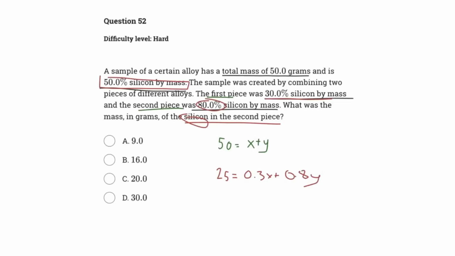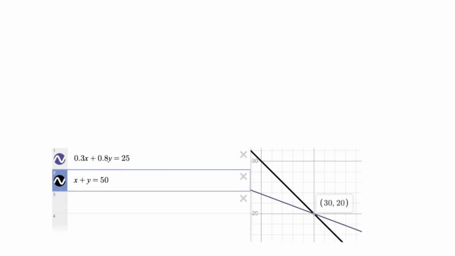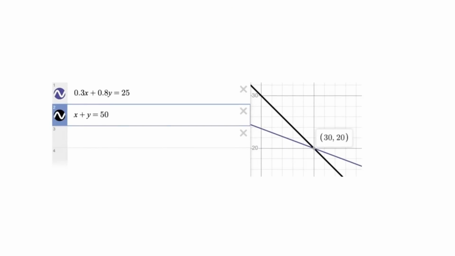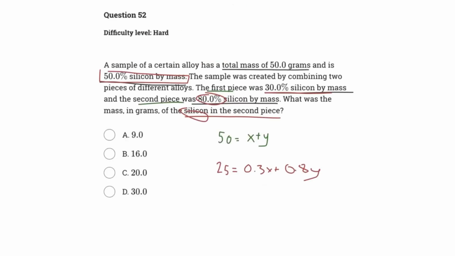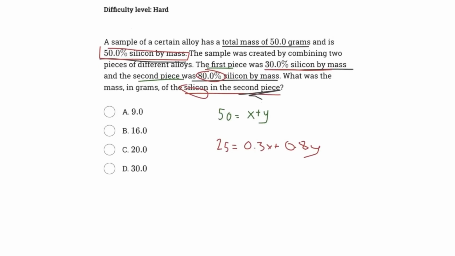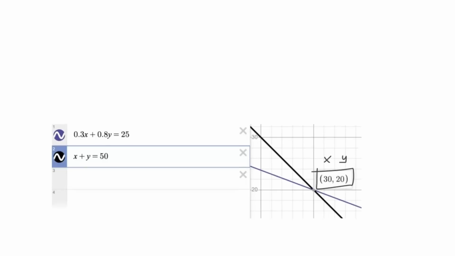All right, so now that we've got these two equations, we go over to Desmos and plug it in. So we can see, guys, we plugged it in here and we find the intersection. So this is our corresponding x and y values. It says what was the mass in grams of the silicon in the second piece. Remember, we labeled y as the second piece, the total mass of the second piece.